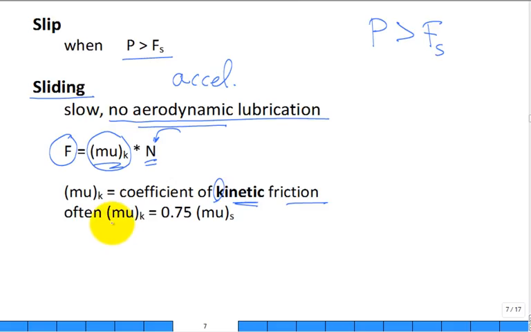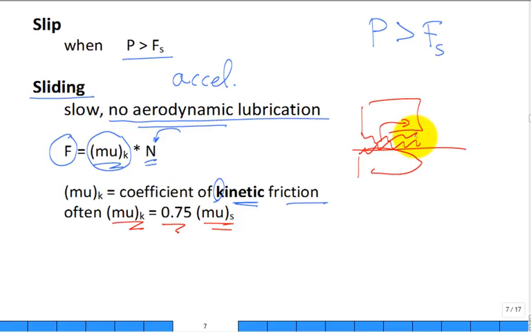But mu sub k, if you needed to have a number, it's about 75% of the static friction. Once you start to slip, in the picture the book has some pictures of looking at a microscope at the ridges like that. Then what'll happen is, let's say this block on top of this other block will actually rise up a little bit, knock off the tops of the mountains, and it'll actually reduce that coefficient. That's why the coefficient of kinetic friction is about 75% of the static. Makes sense. But is this a hard number? No, it's just empirical. Rule of thumb.